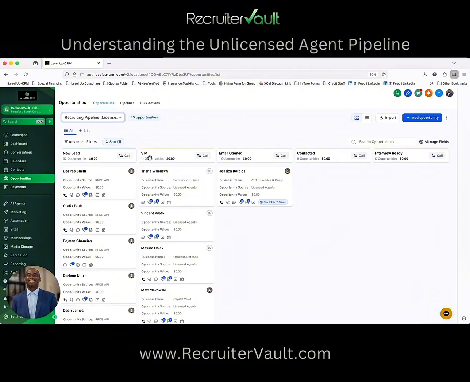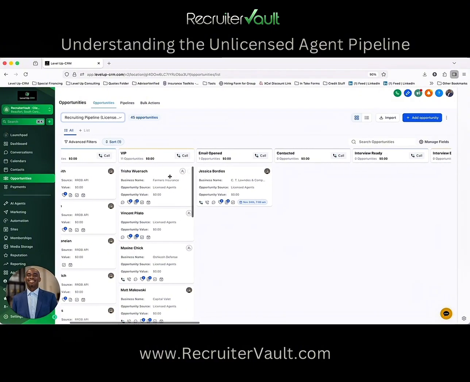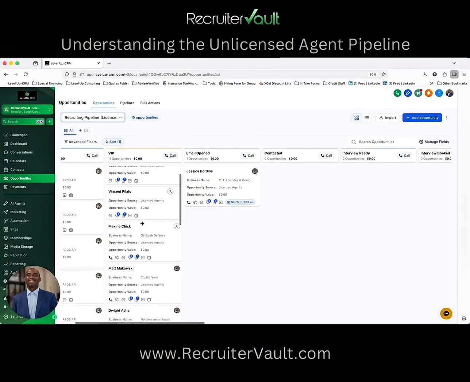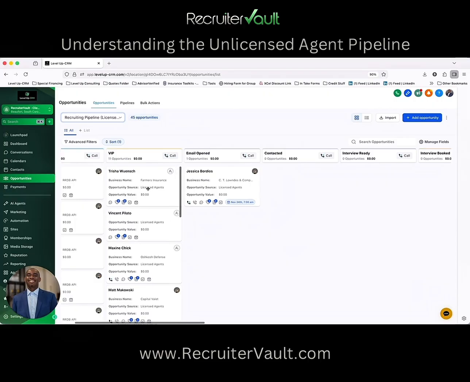Okay, next is the VIP. The VIP means it went from new lead into our vault and came back already. So everything here went into the vault and came back into the CRM already.